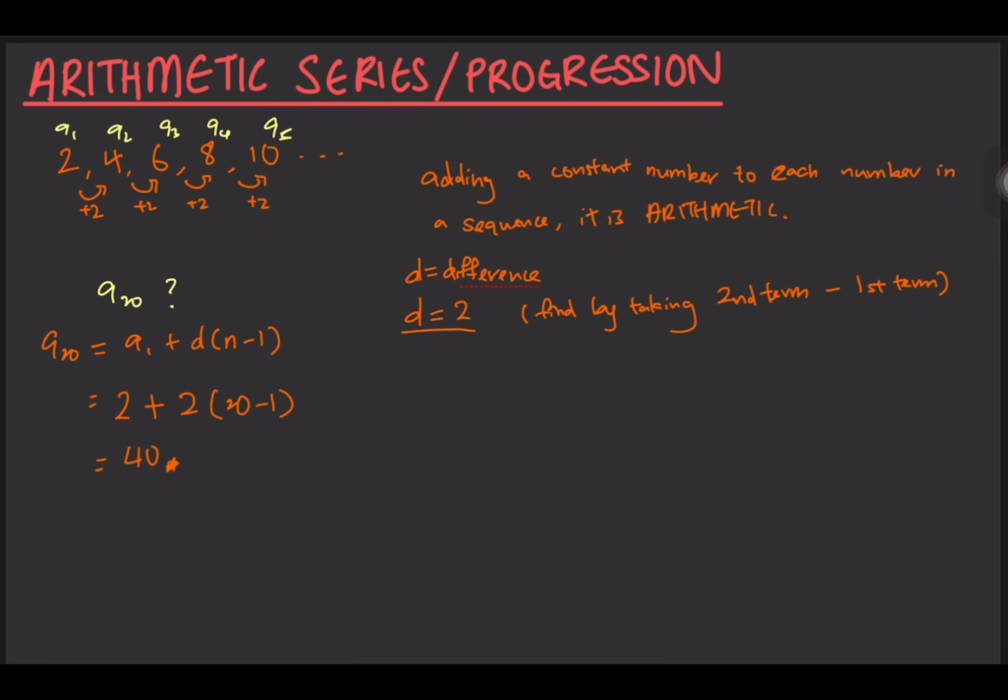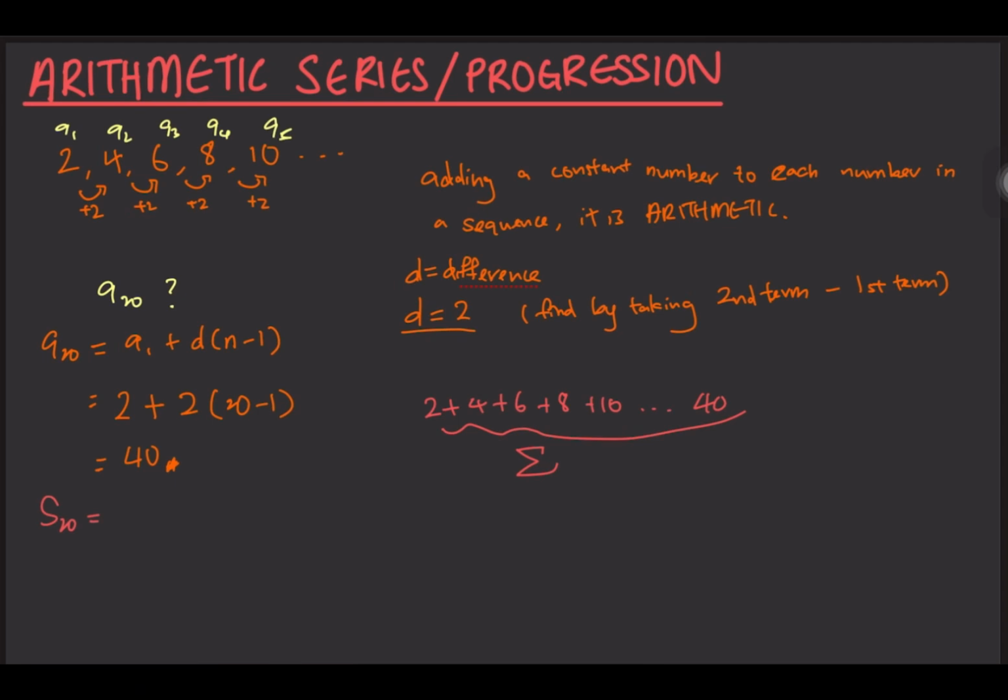Alright. Now, let's say you want to find the sum of the first 20 terms. So you want to add 2 plus 4 plus 6 plus 8 plus 10 all the way up to 40. You found it's 40. How do you add all this? The sum. How do we find it? Well, also quite simple. We use the formula.